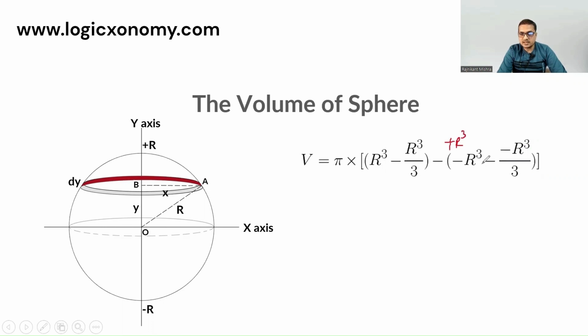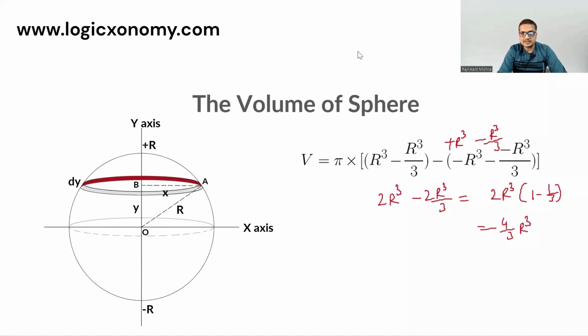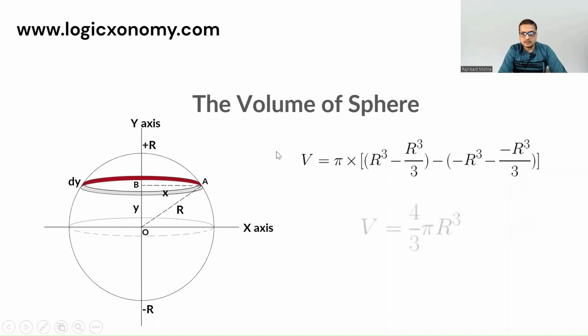This minus plus and plus minus means r cube by 3. R cube plus r cube is equal to 2r cube. Minus r cube by 3 minus r cube by 3 is equal to minus 2r cube by 3. Taking 2r cube common, 1 minus 1 by 3 is equal to 2 by 3. 2 by 3 into 2 is equal to 4 by 3 r cube. So we can say v is equal to 4 by 3 pi r cube. This is the formula for the volume of a sphere.